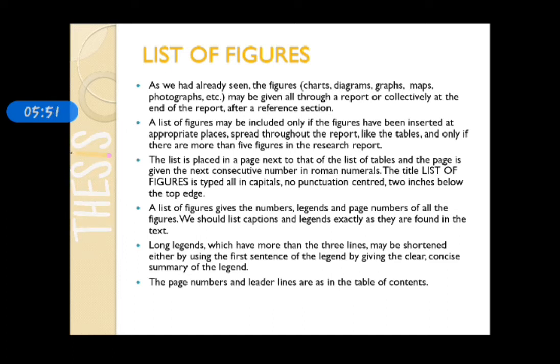The title, list of figures, is typed in all capitals, with no punctuation, centered 2 inches below the top of the page. A list of figures gives the numbers, legends, and page numbers of all the figures. We should list captions and legends exactly as they are found in the text. Long legends which have more than 3 lines may be shortened, either by using the first sentence of a legend or by giving a clear, concise summary of the legend. The page numbers and the leader lines are as in the table of contents.